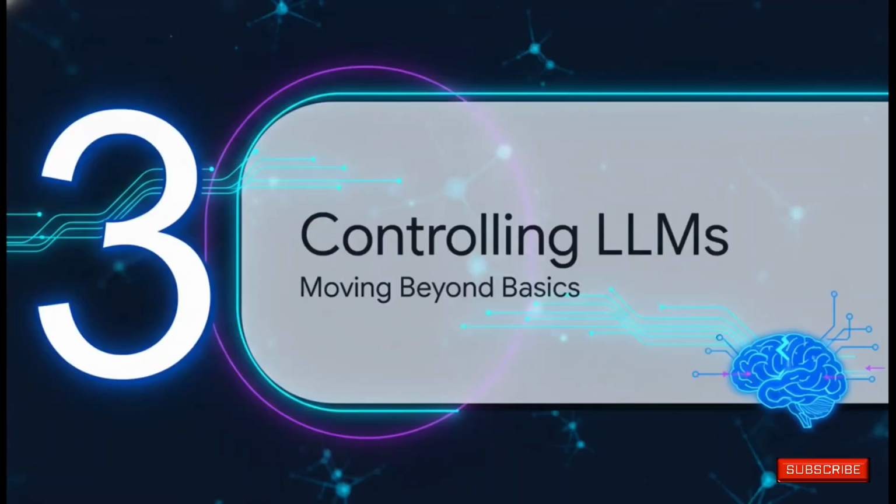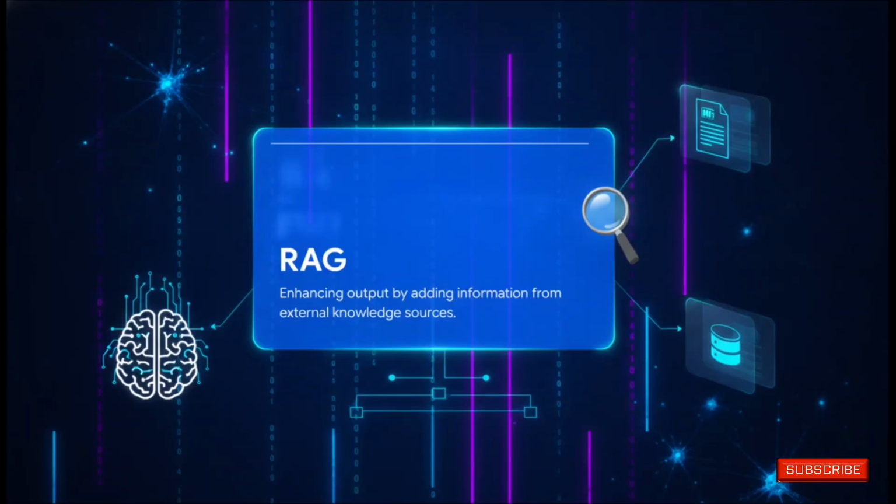Which brings us to part 3, controlling and grounding LLMs, moving way beyond the basics. Now, next token prediction is super cool, but if you leave an LLM entirely unsupervised, it might just confidently invent total garbage, which we call a hallucination. So, how do we fix that?